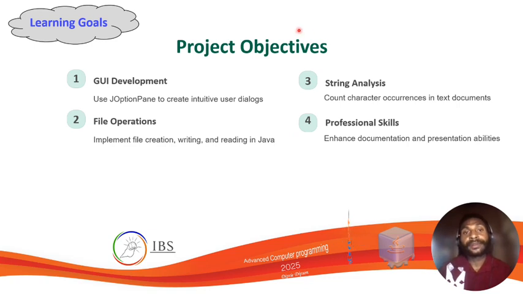Let's move on to the project objectives. The main objectives are to develop a GUI using JOptionPane, perform file creation and reading operations, analyze strings by counting characters, and improve documentation and presentation skills. We have 4 bullet points here: GUI development, file operations, string analysis, and professional skills.